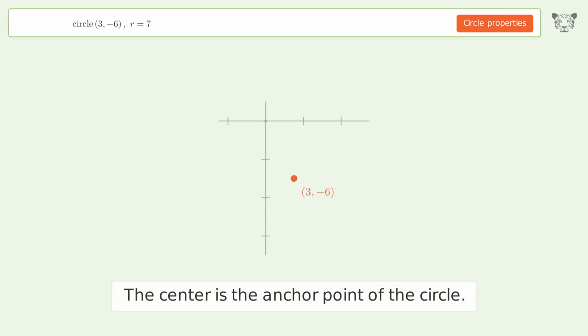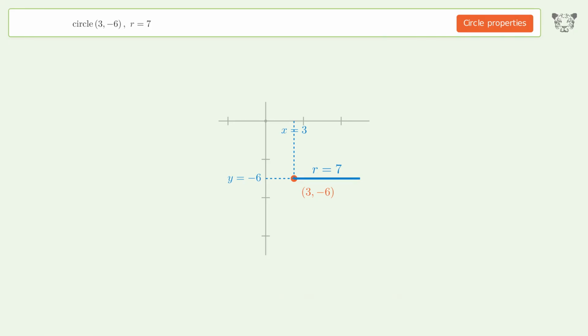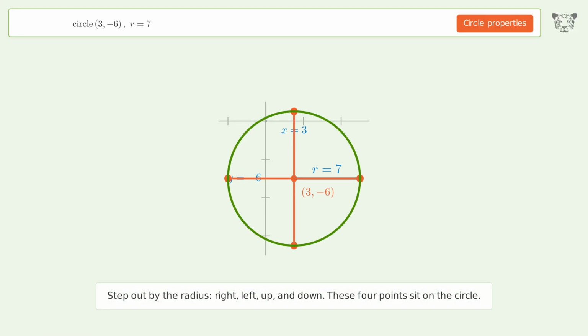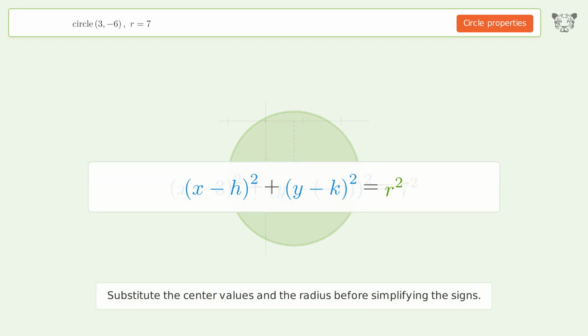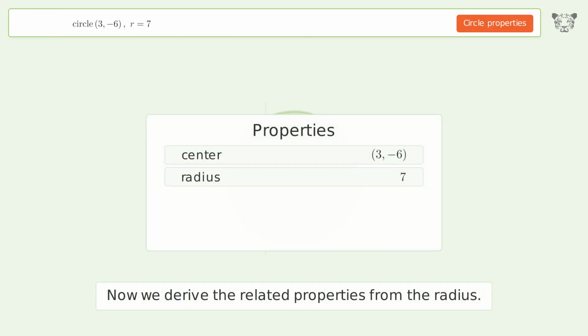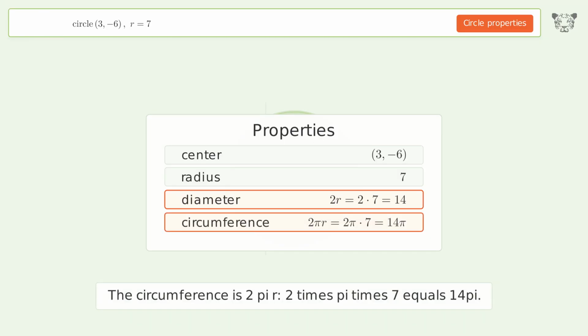Let's graph and find the properties of a circle centered at x equals 3 and y equals -6, with radius 7. The center is the anchor point of the circle. The center is at x equals 3, y equals -6.